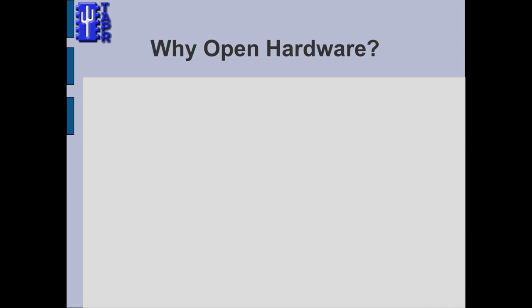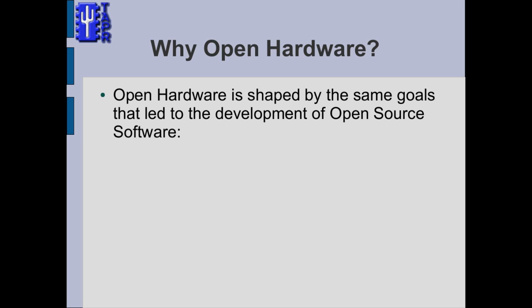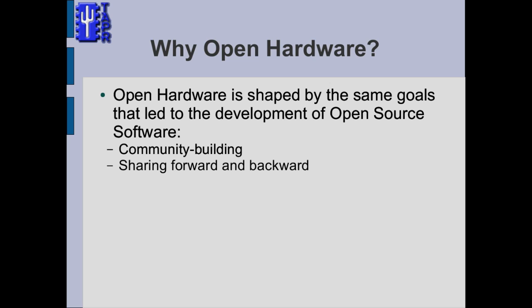So why open hardware? Open hardware is shaped by the same goals that led to the development of open source software. It's community building. It's just fun to work with other people. It's sharing forward and backward. If you give to the community, you should be entitled to get back improvements that are made by those who've benefited and built on the work that you did. It's continuing improvement. It's always better to have more eyes involved, problems get solved, features and functionality get added, and the end result is a better product.